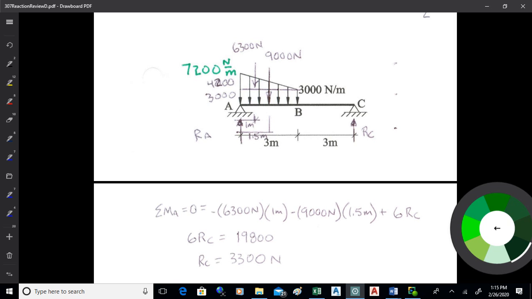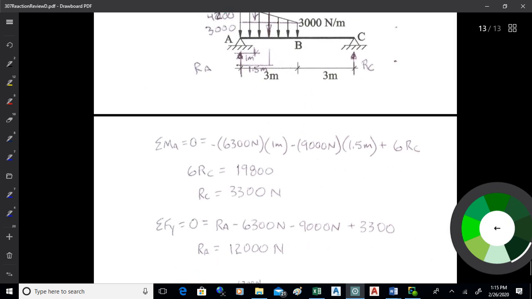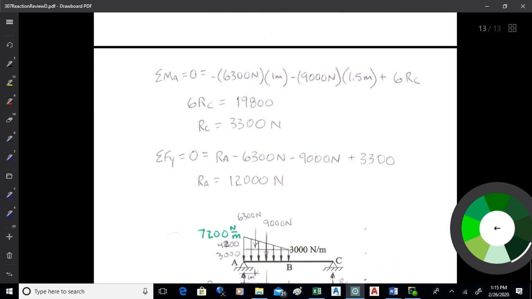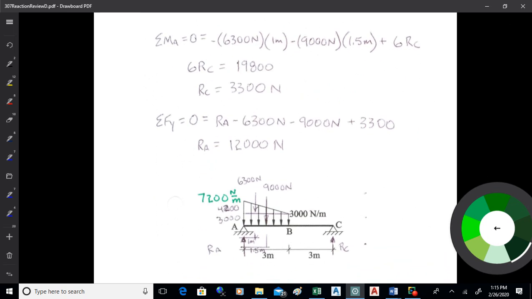So we're doing all right with that. So then we go sum of Fy, set that equal to 0. RA up, 6,300 for the triangle down, 9,000 for the rectangle down, and the reaction at C is 3,300. So RA is 12,000. What I got? We're good. Okay. So that's just a bit of a review on reactions.